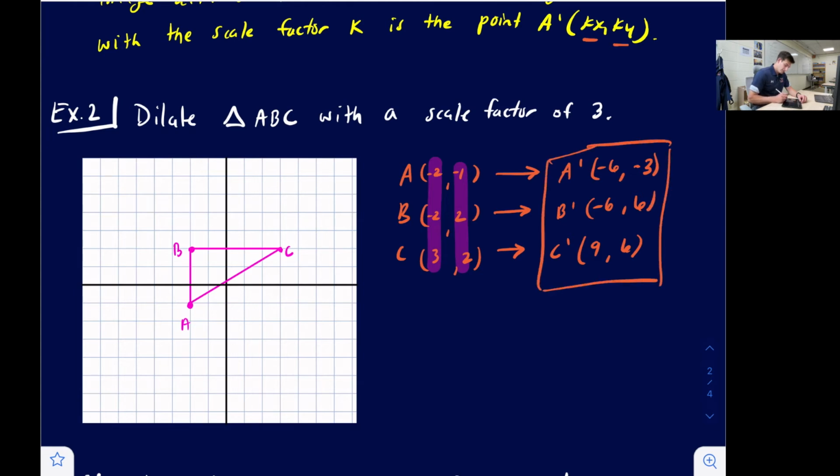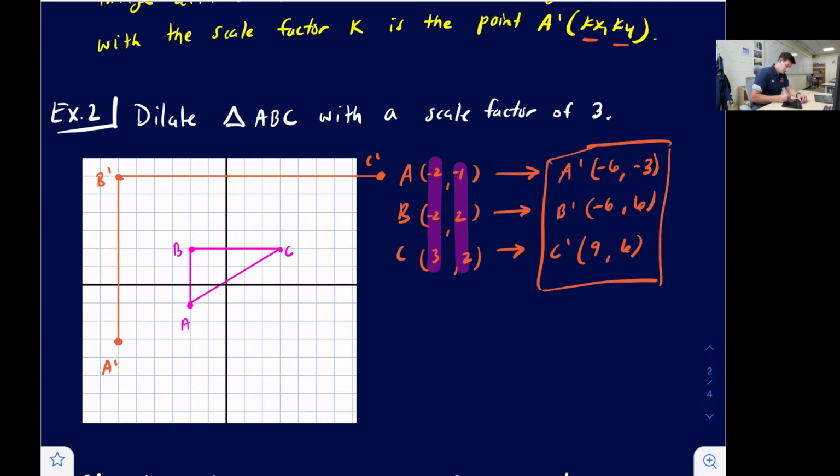So A prime, -6, 1, 2, 3, 4, 5, 6, 1, 2, 3. So there's A prime. B prime, -6, 1, 2, 3, 4, 5, 6. B prime. And C prime, 1, 2, 3, 4, 5, 6, 7, 8, 9. Okay, my graph's not quite big enough, but about right there. Okay, so we'll call this C prime.